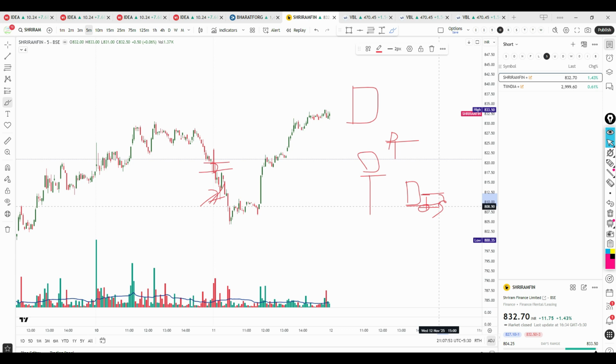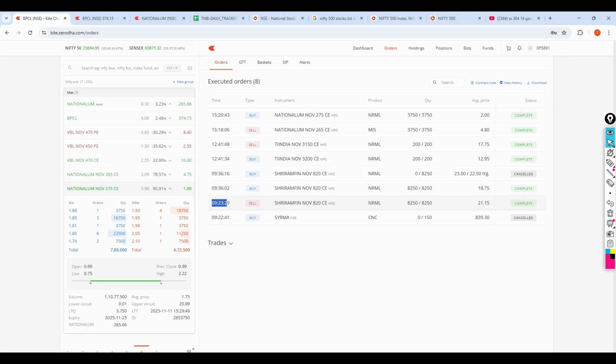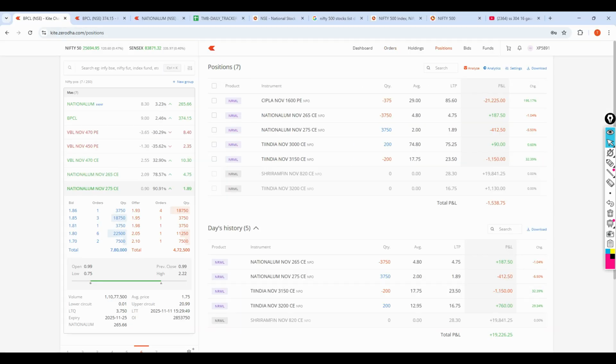How much? 1 rupee only. In the options, half a rupee or 1 rupee maximum. That's all. Just take the entry, keep 1 rupee stop loss and trade for 3 rupees. That's what I traded. Let me show you. In Sri Ram Finance, I made 19,000 rupees. Today I traded only one trade.